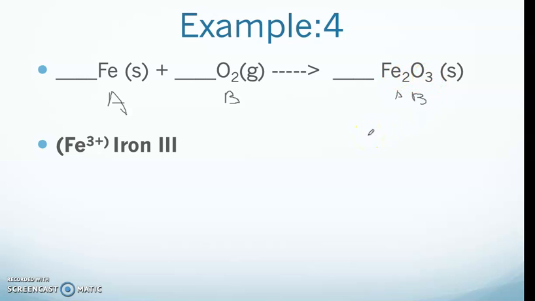Then you have to balance this one. We want to balance our oxygens first. I'm going to place a 2 here and a 3 here to make the oxygen satisfy. So we have 6 oxygens on the left, 6 oxygens on the right, and also we have 4 irons on the right, and now we have 4 irons on the left. So that's a little bit about combination, just putting them together. You're going to have 2 individual elements forming 1 compound on the right.